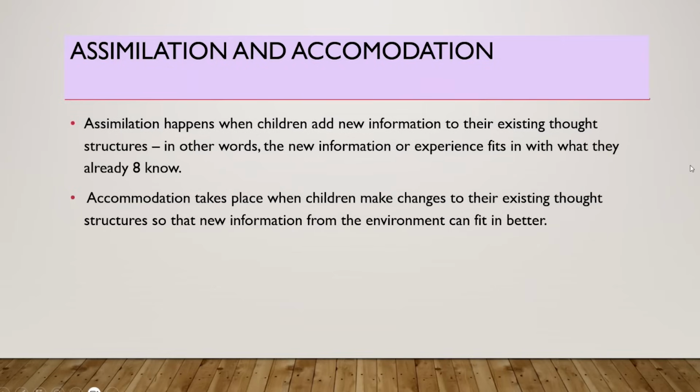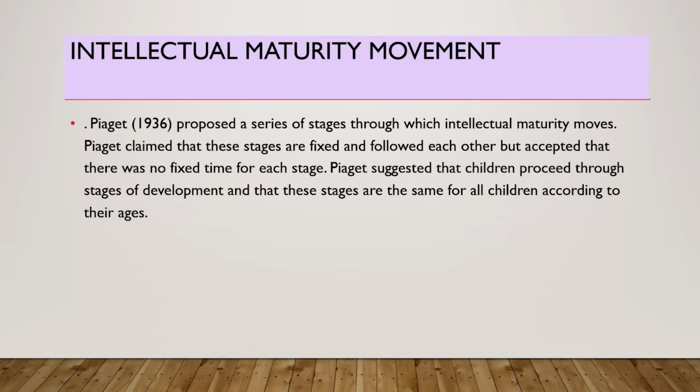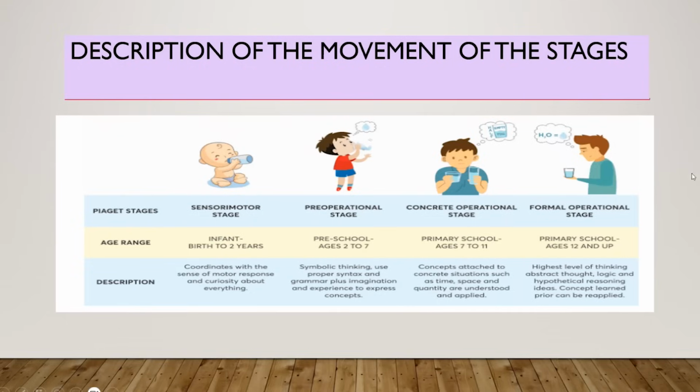So now, by so doing, he says that children develop intellectual maturity. He proposed a series of stages through which intellectual maturity moves. He claimed that these stages are fixed and follow each other, but accepted that there was no fixed time for each stage. Piaget suggests that children proceed through stages of development and that these stages are the same for all children according to their ages. So if we look at the description of the stages that he proposed.